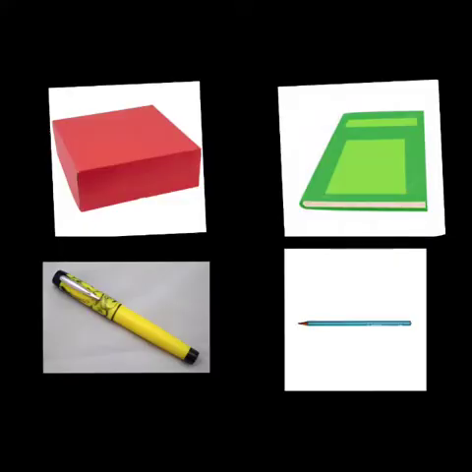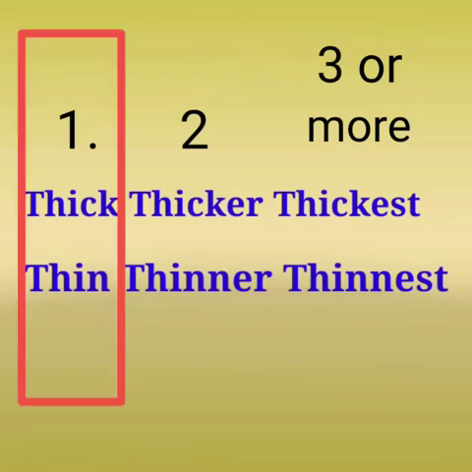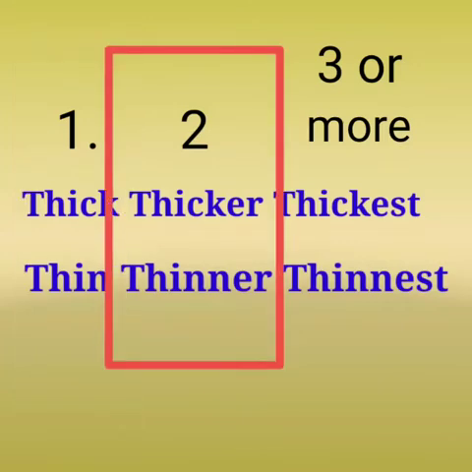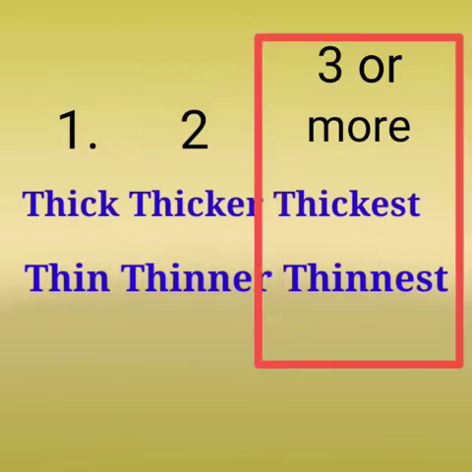Now look at this red box. It is thick. And now look at this green book. It is thin. Similarly, now look at this pen. It is thick. And now look at this pencil. It is thin. Okay, do you know when we talk about one thing we use thick and thin, but when we compare two objects we use the words thicker and thinner, and when we compare three or more objects we use the words thickest and thinnest.